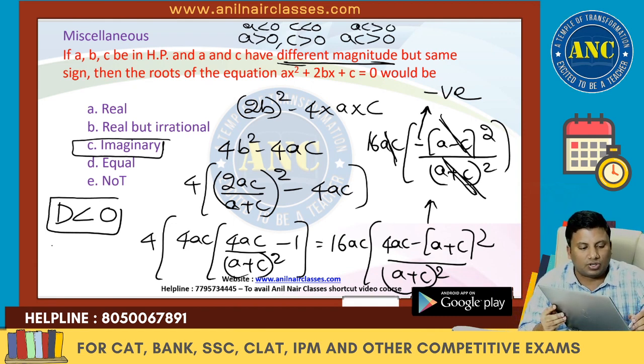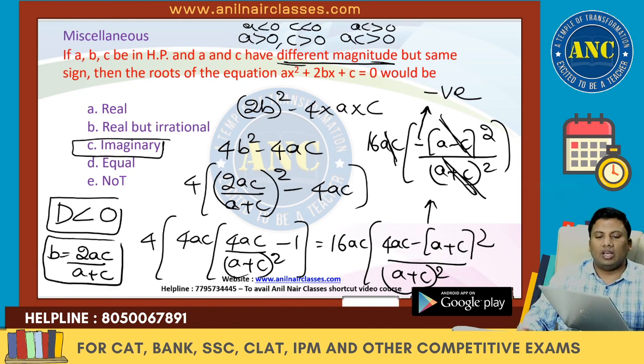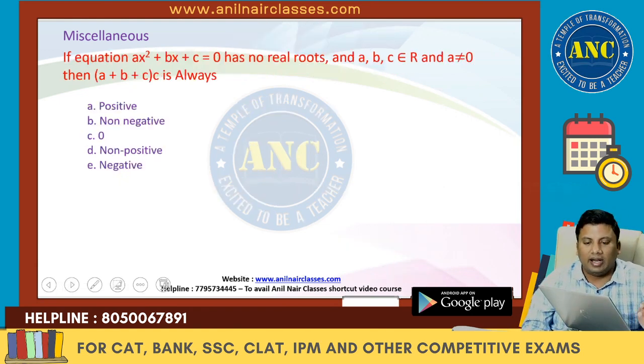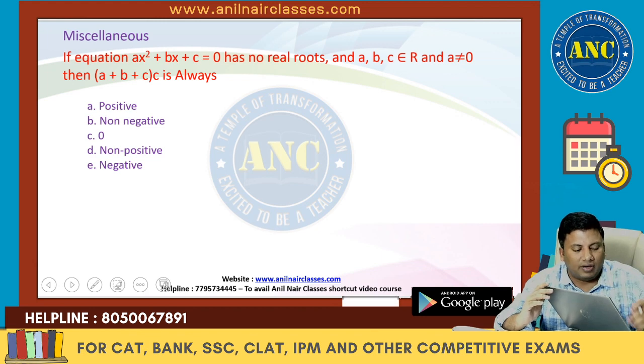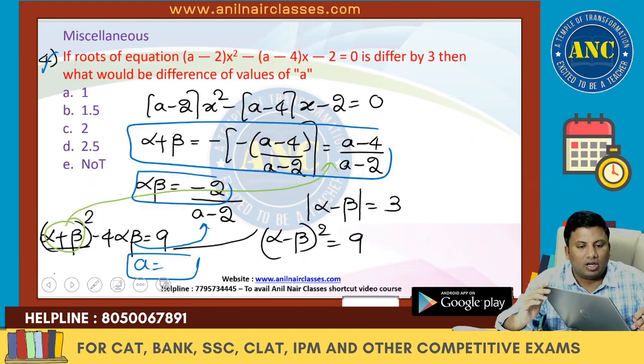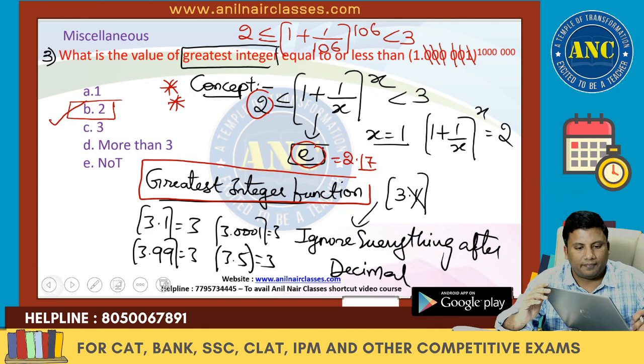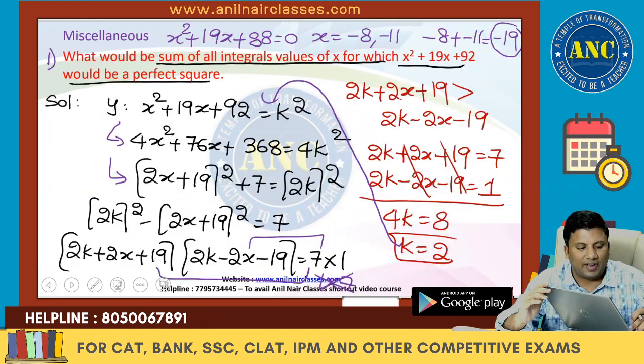Why did I substitute B as 2AC by A plus C? Because A, B, C are in harmonic progression. Idea clear? Next one. Which question is it? It is 1, 2, 3, 4, 5. Sixth question.